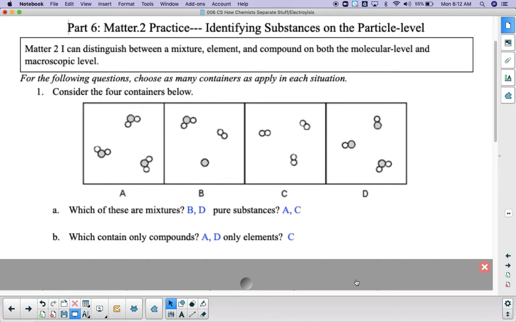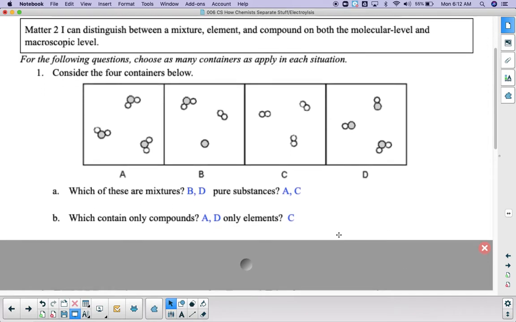The boxes which contain only compounds are A and D. Box C contains only elements, and I didn't use box B at all in this part of the question because it contains a mixture of compounds with elements.